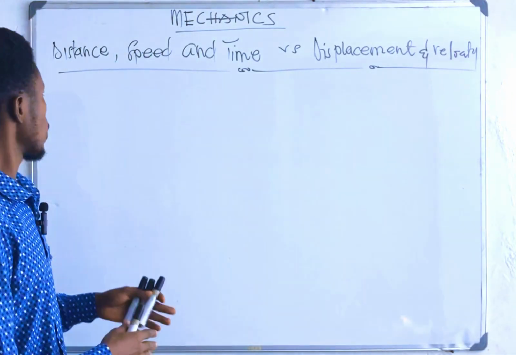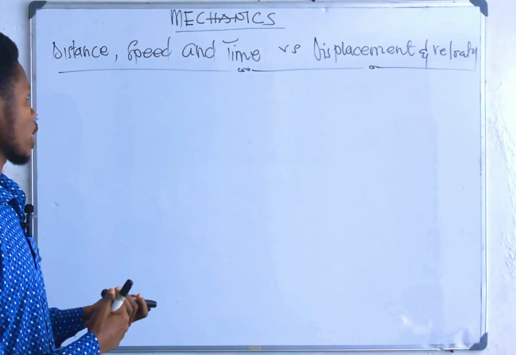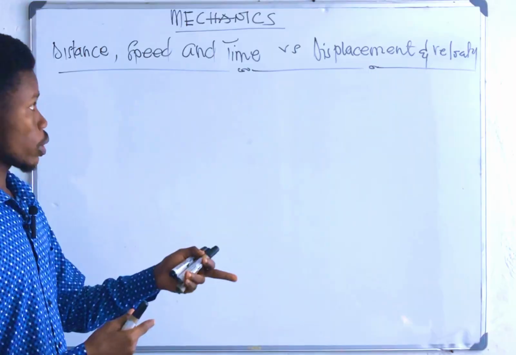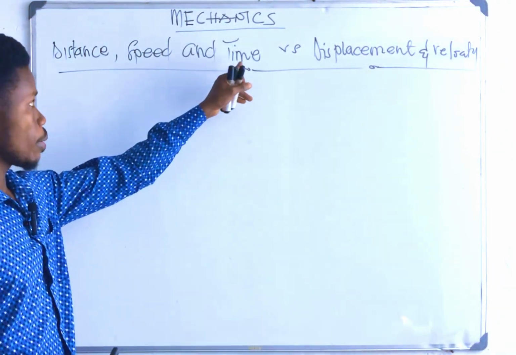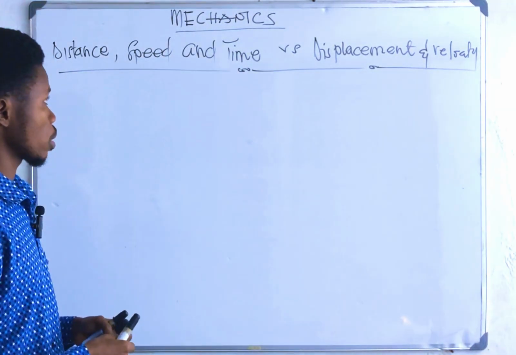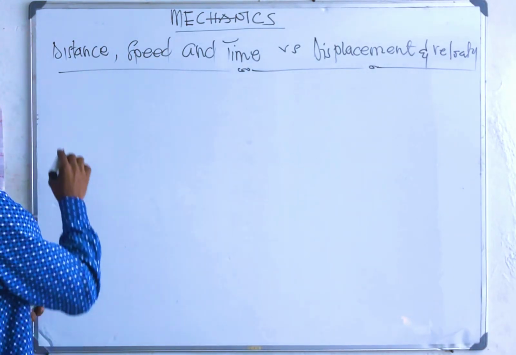Now you are going to look at the definitions of distance, speed, and time versus displacement and velocity. Time is also there for displacement and velocity, but the definition of time here will be the definition of time there. That's why I'm just bringing one time. Now, first, let's look at what a distance is.